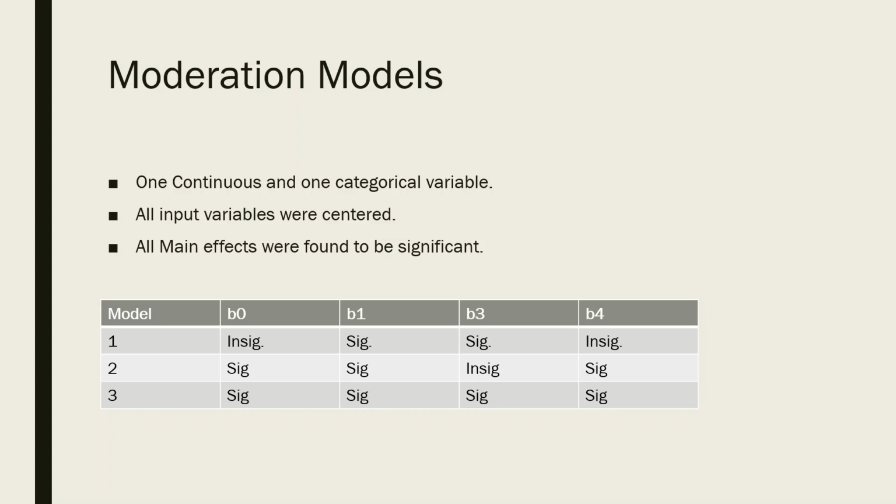Just before we get into that, a few facts. We have used one continuous and one categorical variable across all three models. All input variables were centered such that their means were 0, and all the main effects were found to be significant. I've not put that here, but all our effects between x and y were found to be significant when I checked it initially. So these are the specifics of each model.